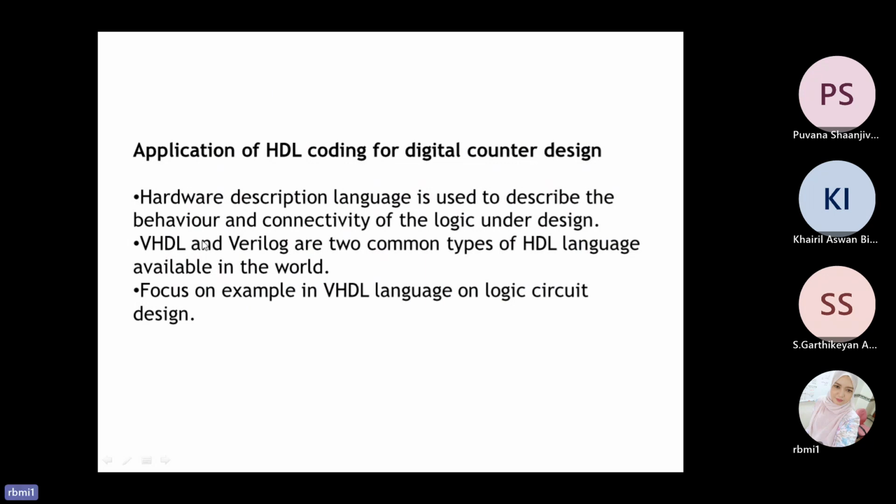Okay, for VHDL, very high speed HDL and very low. This is a common type of HDL available in the world. VHDL allows designers to describe the behavior and structure of digital circuits and systems at a high level of abstraction. The language can be used to specify the functionality of a circuit or system as well as the timing, and also to simulate and verify the design before it is implemented in hardware.